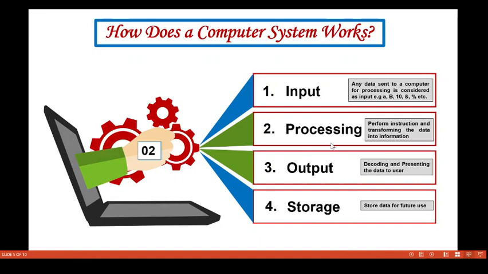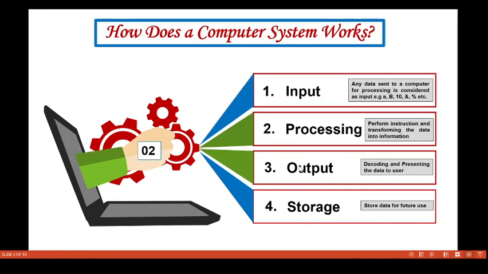So after inputting, the data is processed. Then the last thing is output. Then it will produce the result as an output, so that you are able to use it, or you see the meaningful information, because you input raw data. Then the computer processes the data and brings out the result as information. Then it will store the result for future use.